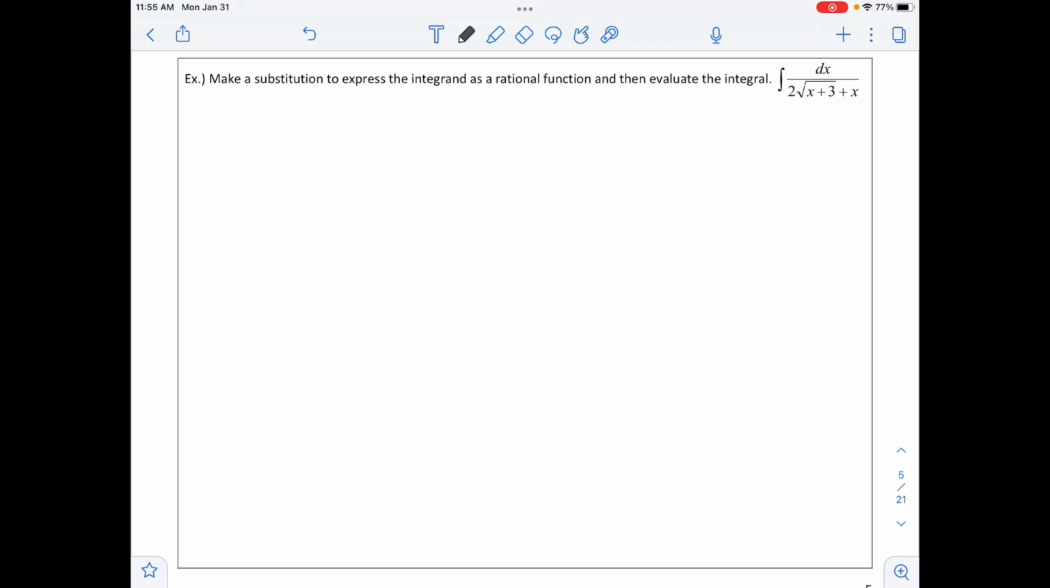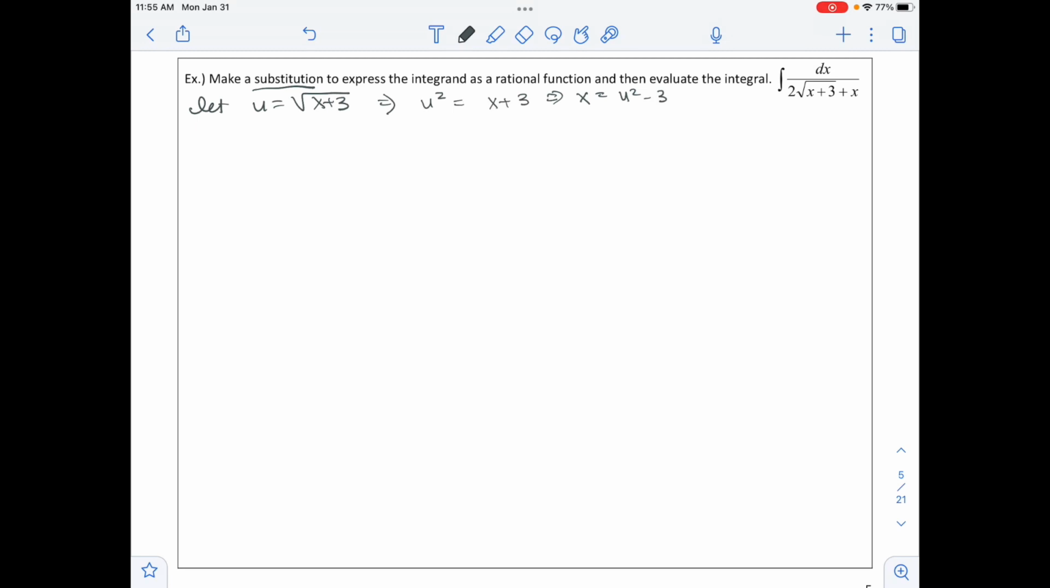plus x. And so from this I need to make a substitution. So I'm going to go ahead and let u equal the square root of x plus 3. And so when I do this, I notice that since I'd have an extra x in the denominator there, if I square both sides, I notice I have u squared equals x plus 3, or that x is equal to u squared minus 3.